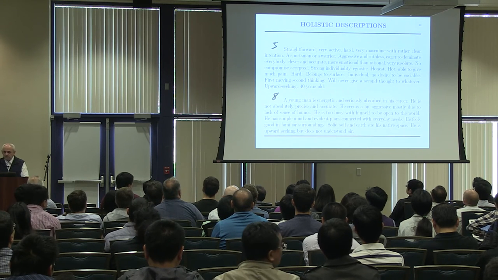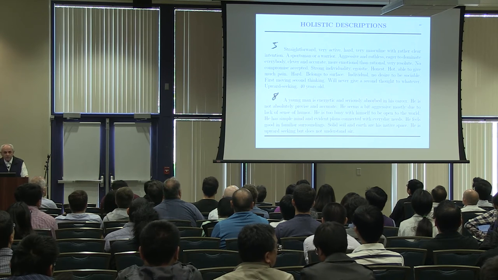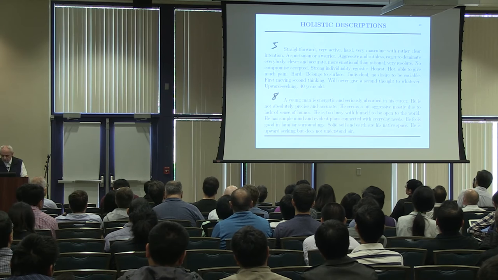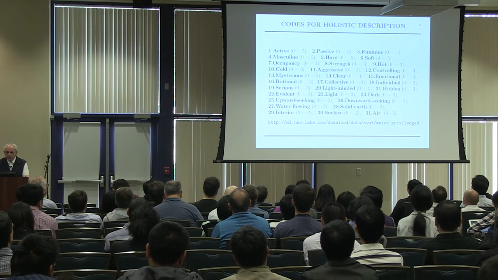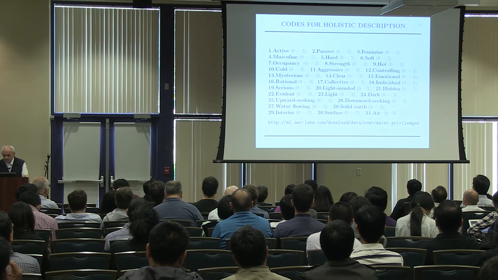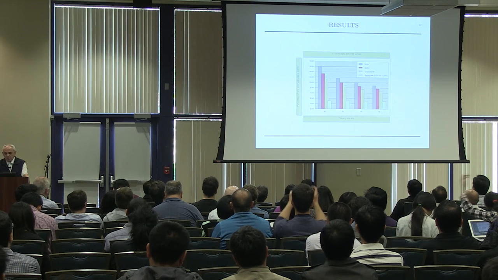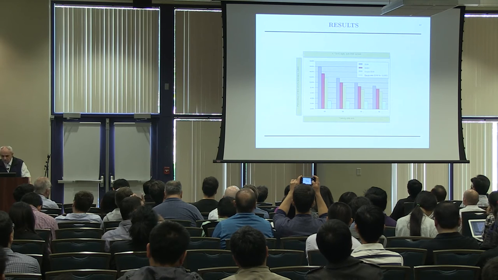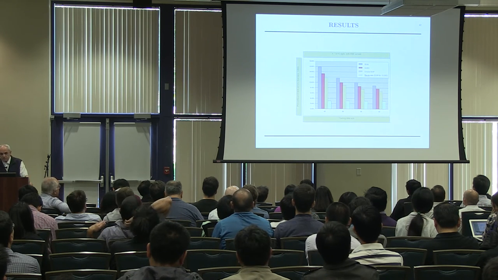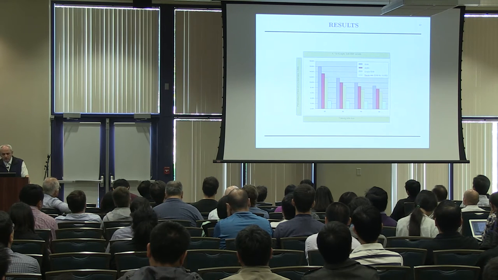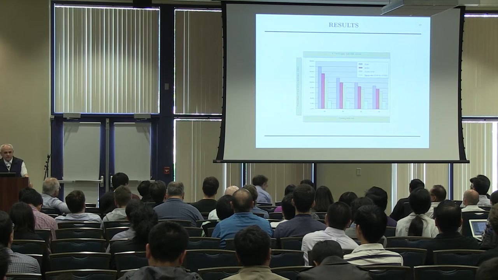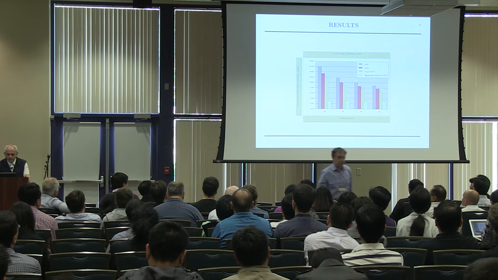And this is privileged information. This privileged information contains more information than the pixel space. So we can make a quote: active, pessimistic, masculine, feminine, and so on. And then we will have this result. Blue is SVM. Yellow is the poetic description, and red is SVM plus, which is taking privileged information.